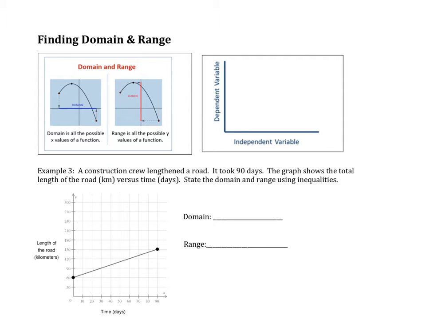In the next set of problems, they're asking us to find the domain and range of the functions. So remember, domain and range, as it is highlighted up here, domain is all the possible x values of a function. So domain stands for the x values of a function, looking from left to right. And range is all of the possible y values of a function, so looking up and down. So the range is always the up and down, and the domain is always looking the left and right.